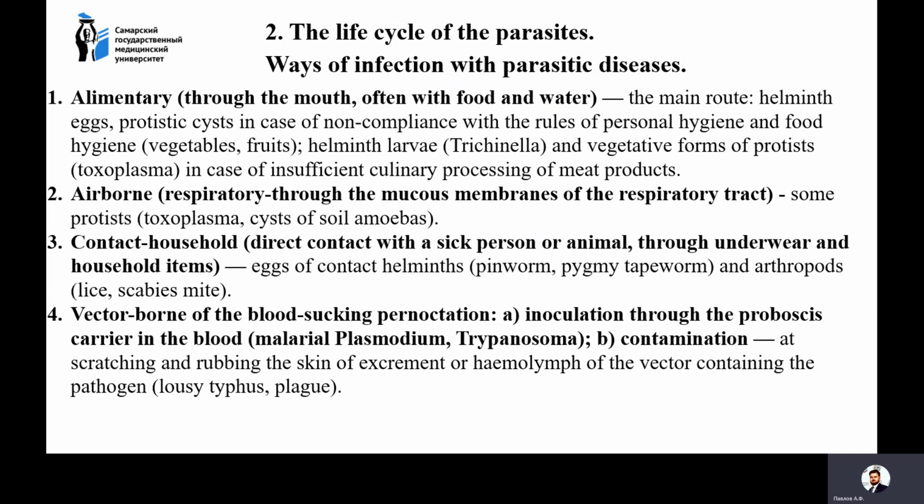Ways of infection with parasitic diseases. First, alimentary, through the mouth, often with food and water. Second, airborne, respiratory, through the mucous membranes of the respiratory tract. Third, contact household, direct contact with a sick person or animal, through underwear and household items.